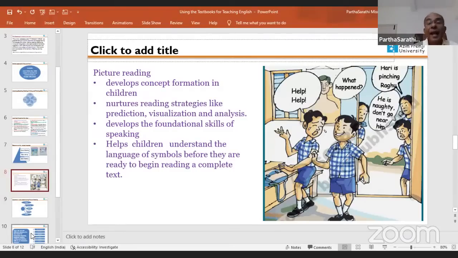Or predicting, encourage the children to talk about what might have happened. Next, with reference to the picture shown, for example, there's a train and there is a boy. The question may be, what will the boy do when he gets down from the train shown in the picture? This is the way in which you can use picture reading. With the help of a picture, you can prompt them to speak.